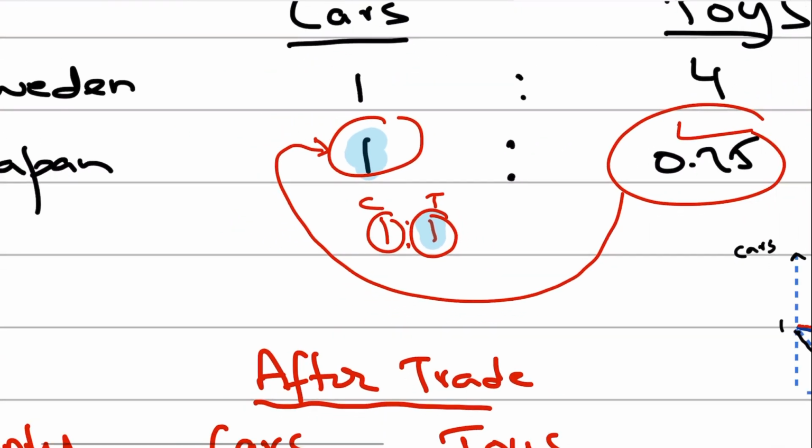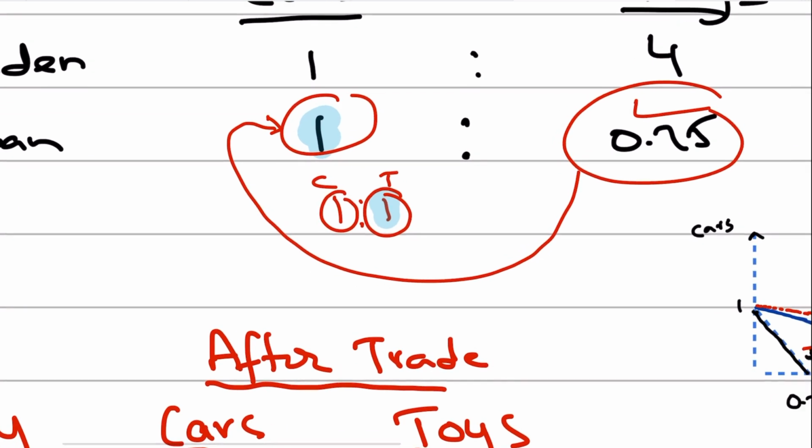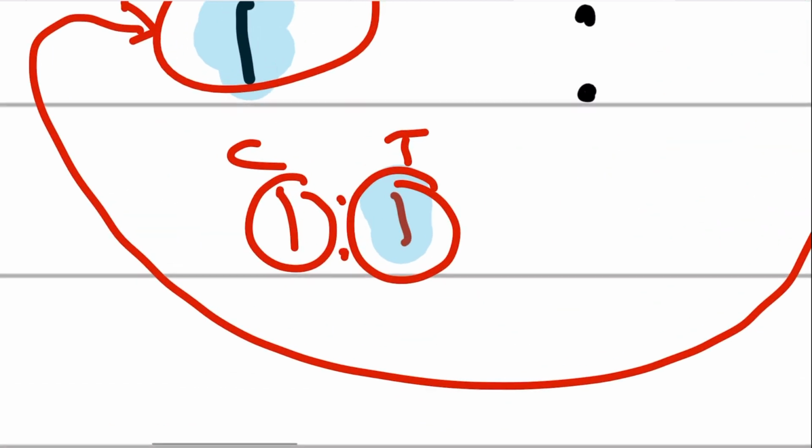So isn't Japan better off? Isn't Japan better off in the sense that now it is still sacrificing the same one car as it was before, but this time it is exporting it. Previously, it was not producing it. It was sacrificing by not producing that car, and now it is sacrificing by exporting that car. But see what Japan is getting in return. Japan is getting one entire toy in return.